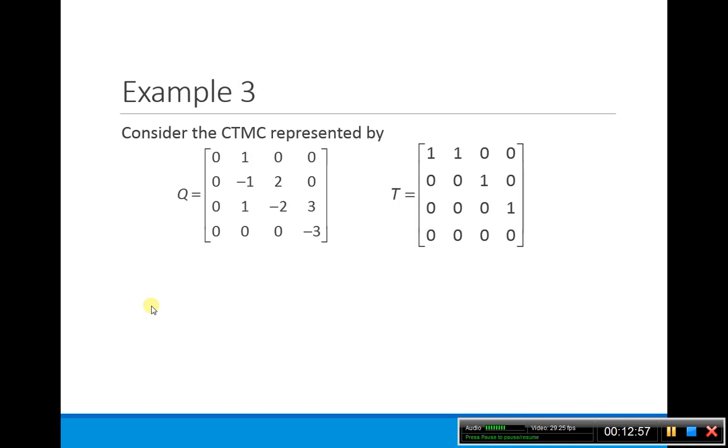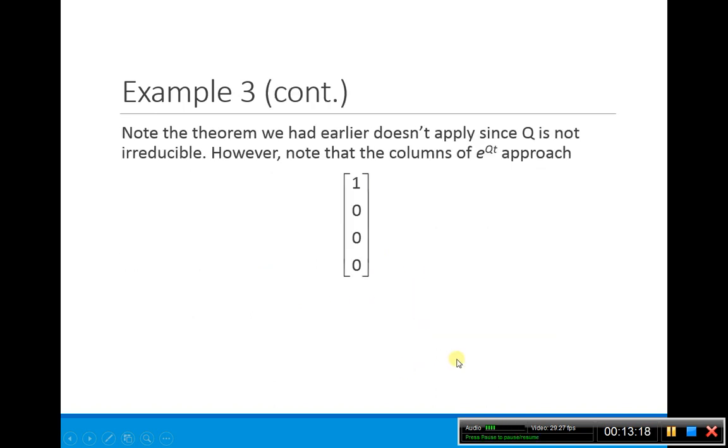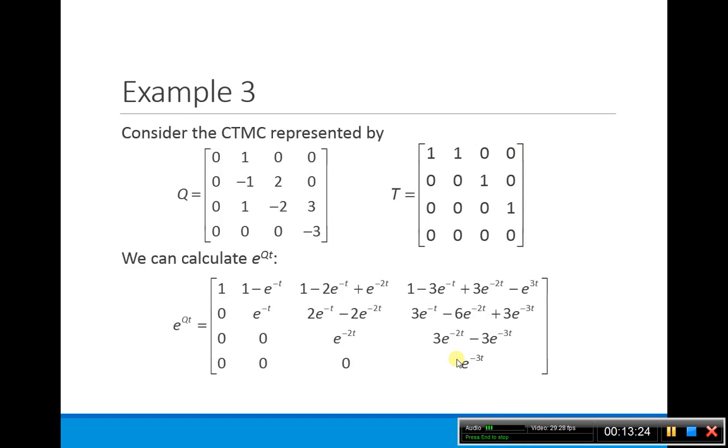Okay, one other example. This is an example of a continuous time Markov chain. If we look at this, we can calculate e to the qt. There are different ways of calculating e to the qt, but if we calculate it, we can get this matrix here. Now if we look at our earlier theorem, it doesn't apply because q is not irreducible. Here actually we have a state that goes to itself. State 1 always goes to itself, so this is an absorbing state, so it's not irreducible.